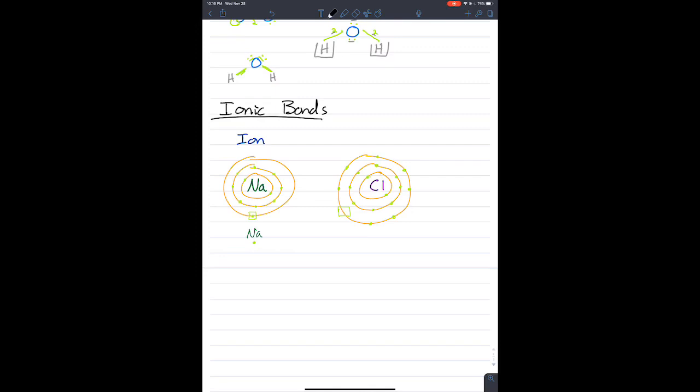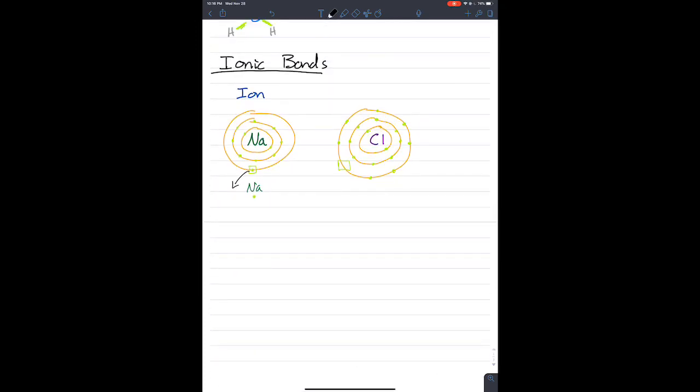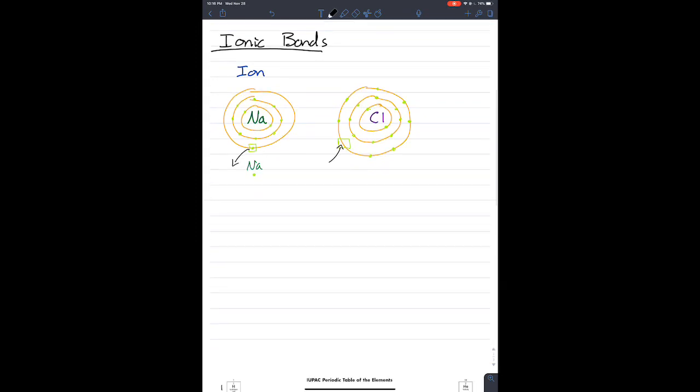Sodium over here is thinking, if I can just get rid of this 1 electron, get rid of my third energy level completely, then I'm going to have a full octet in my second energy level. It'll be satisfied because it'll achieve an octet of 8 electrons at the second energy level. And chlorine's thinking, if I can just get an electron here, then I'm going to have a full third energy level. I'll have an octet in my third energy level, and then it's going to be happy. So what do you think is going to happen? Well, sodium is going to throw out its 1 electron and give it to chlorine.